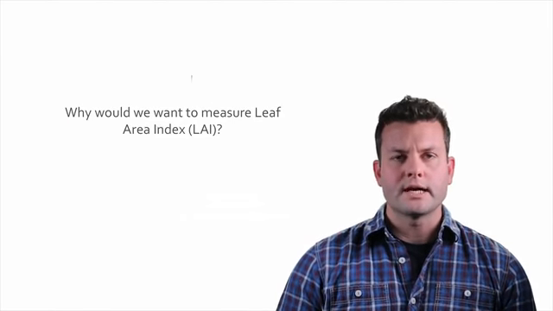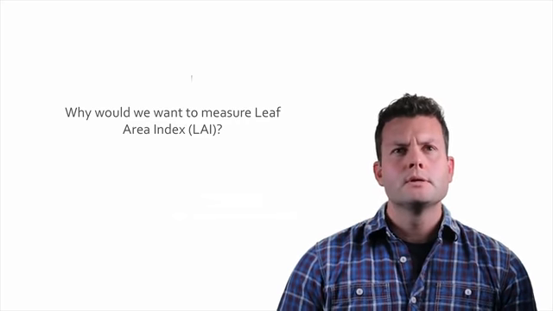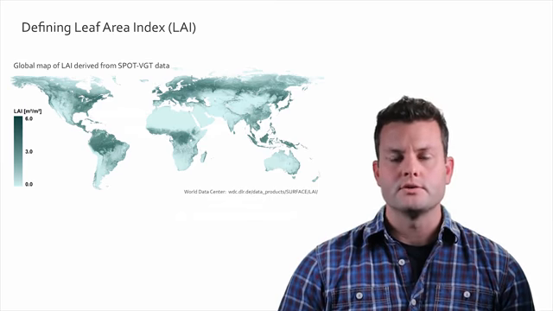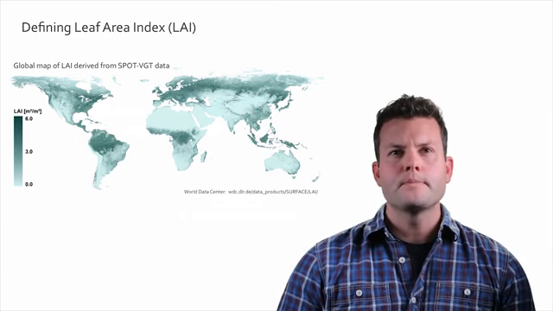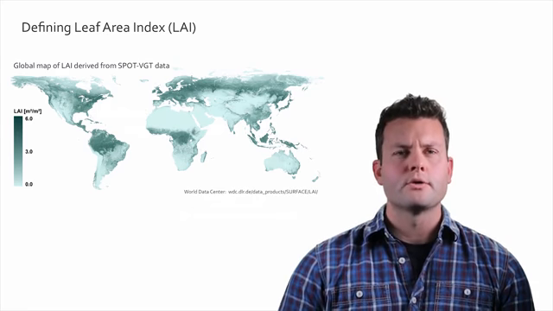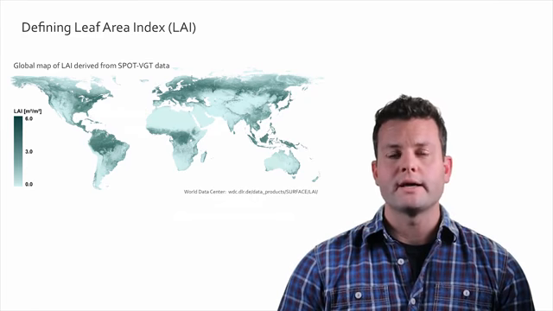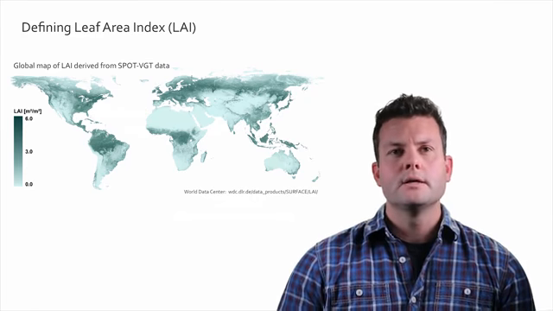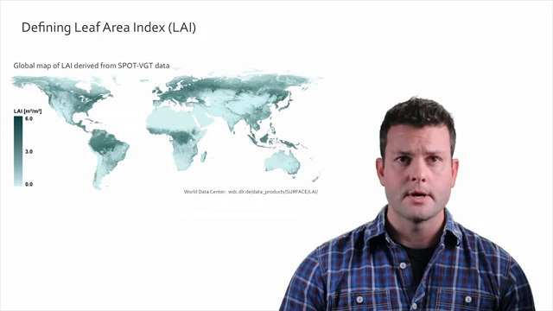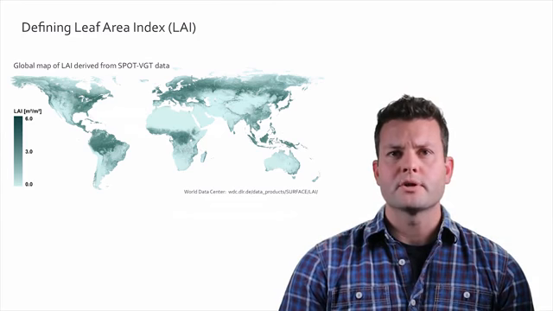So just really briefly, I'd like to discuss why we would want to measure leaf area index. Why is it useful? LAI is one of those variables that is pretty ubiquitous. It's used all over the place. And that's because it's simple, but it's also extremely descriptive. So for example, I've shown a map of global LAI that was derived from some satellite data. And you can see that high LAI areas are represented by dark green areas, whereas low LAI are light green areas. So for example, focus on the tropics around the equator.